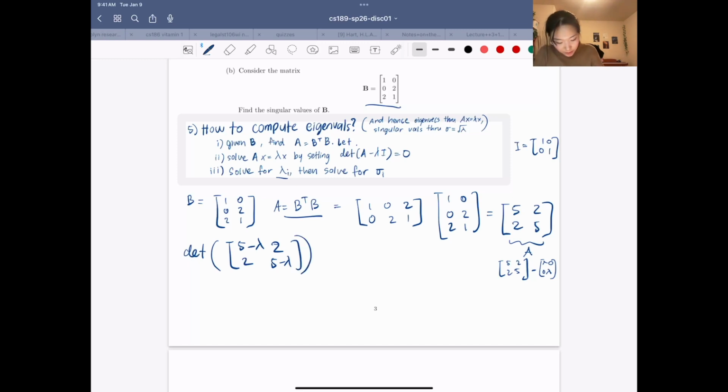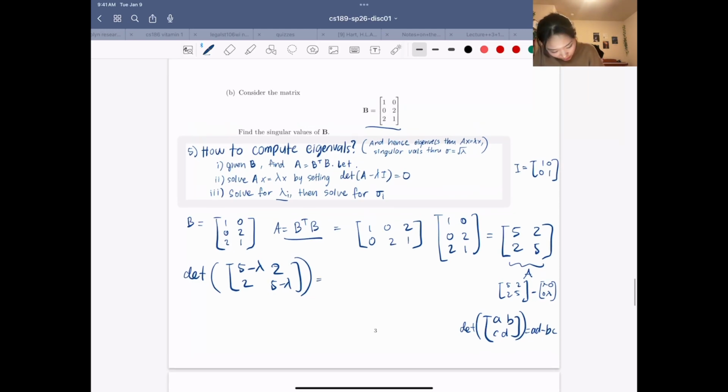And so the determinant of a 2 by 2 matrix, this is also nice to know, is the determinant of some matrix with values a, b, c, d is equal to ad minus bc. Okay, and so we do ad, which is 5 minus lambda times 5 minus lambda, which is squared, and then we subtract bc, which is 2 times 2, which equals 4.